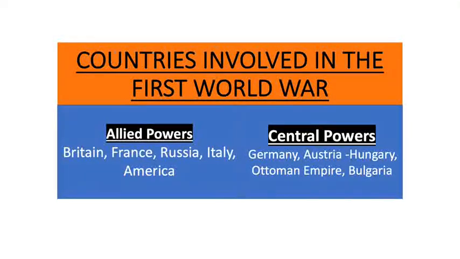Children, one way to remember the four main causes of World War One is to remember the acronym MAIN: M capital, A capital, I capital, and N capital. M is militarism, A is alliances, I is imperialism, and N is nationalism. These were the main four causes of the First World War.